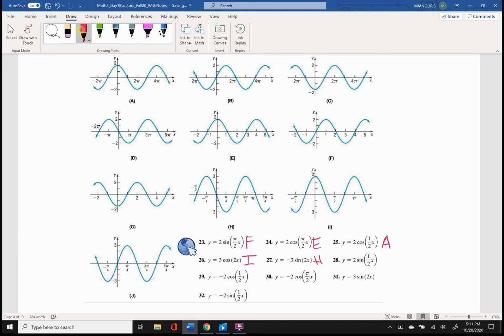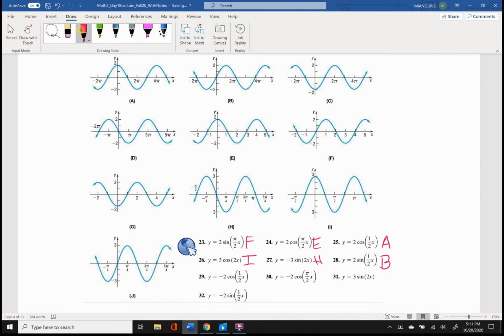Number 28, we have a sinusoidal with a positive 2 multiplier in front, so amplitude of 2. Omega of 1/2 means that the period is 4 pi, so that's going to be B. Almost done here, folks. Stay with me.